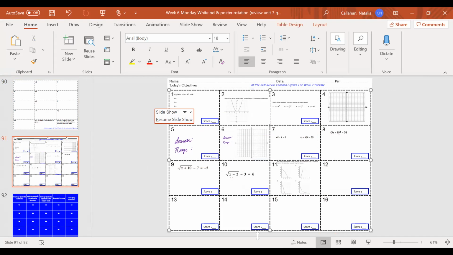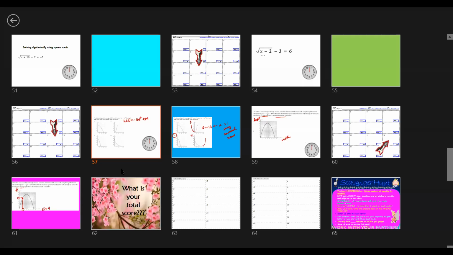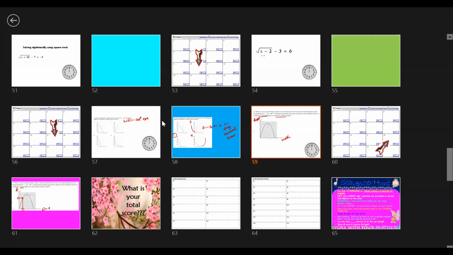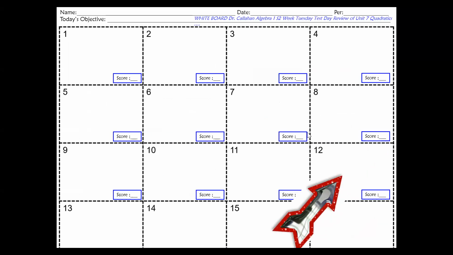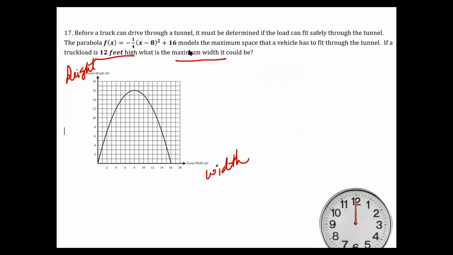All right, last one, number 12. Let's take a look at this. Here's number 12. It says that before a truck can drive through a tunnel, this is the equation. If a truckload is 12 feet high, what is the maximum width that it could be? Well, here is the height.